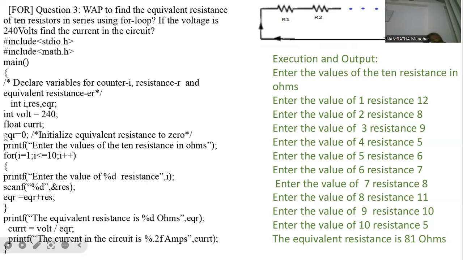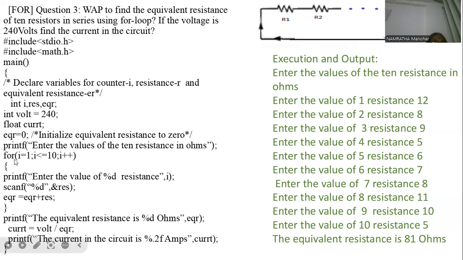As I told you, the variable name you should choose appropriately, so the moment you see this word, you should be able to identify what it is telling you. It is equivalent resistance. EQR is equal to 0. Now, printf, enter the values of the 10 resistances in ohms. Here we are prompting the user to enter the values of the resistances.